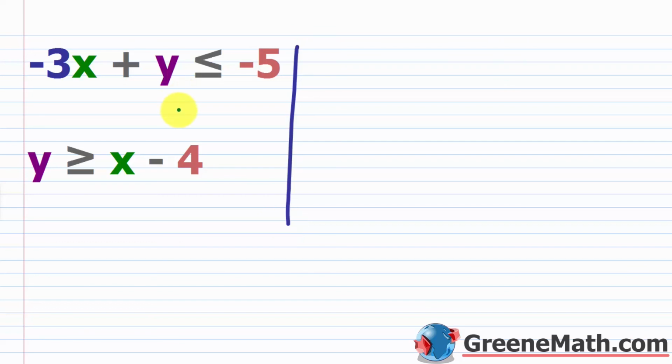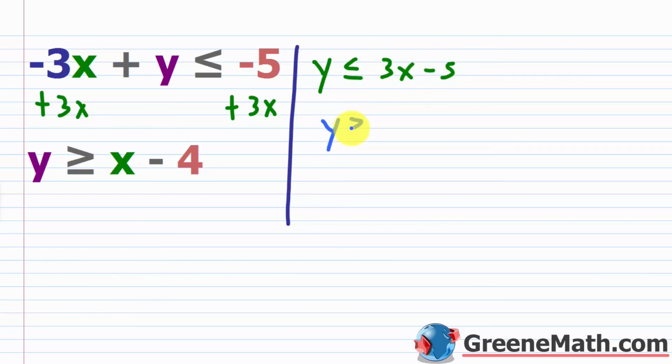So what I'm going to do is add 3x to both sides of this inequality. And this will give me y is less than or equal to 3x minus 5. Okay, this one's already solved for y. So y is greater than or equal to x minus 4. The reason you solve for y is that once you've solved for y, you can look at the inequality and tell which direction you need to shade. In a moment, I'm going to talk about a boundary line.